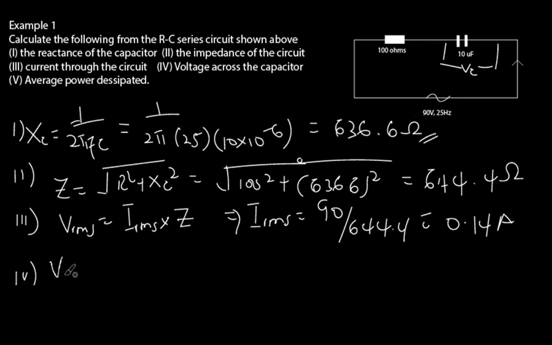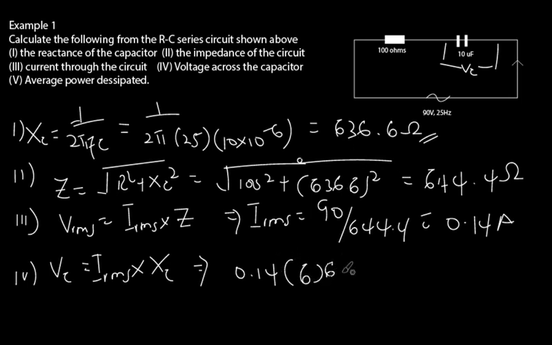The second to last part is the voltage across the capacitor, VC. VC will be the root mean square current times the capacitive reactance. Thank God we've already calculated the current, so we have 0.14 multiplied by the capacitive reactance we calculated first, which is 636.6. If we punch this into the calculator, we have 89.1 volts.